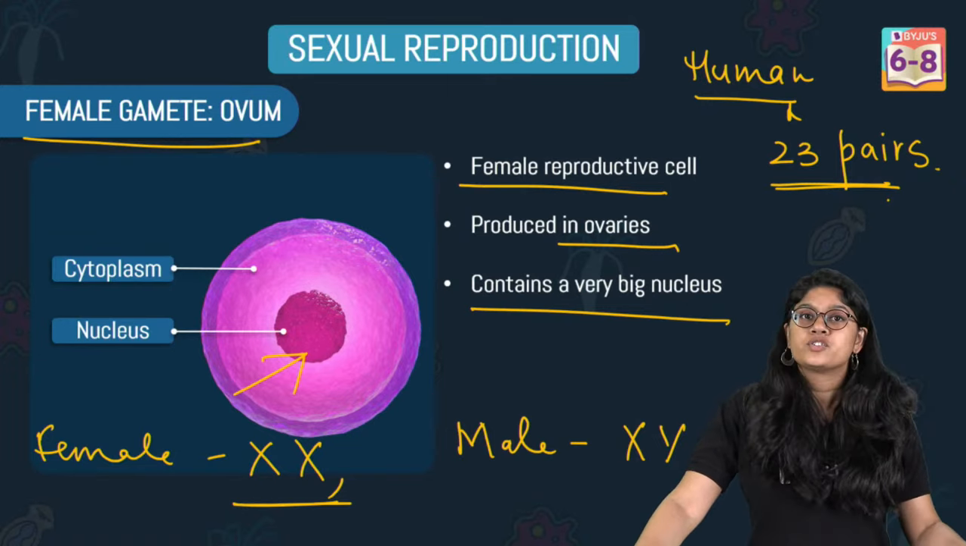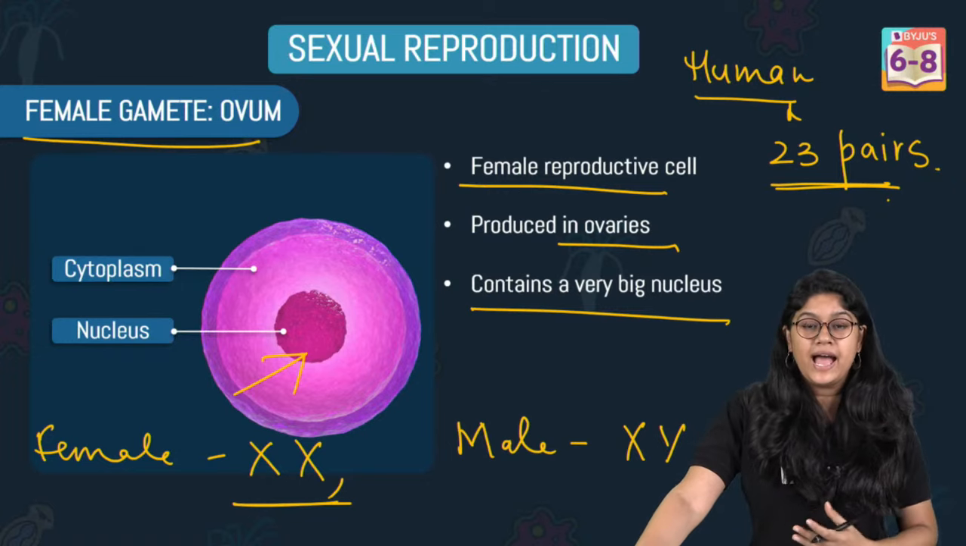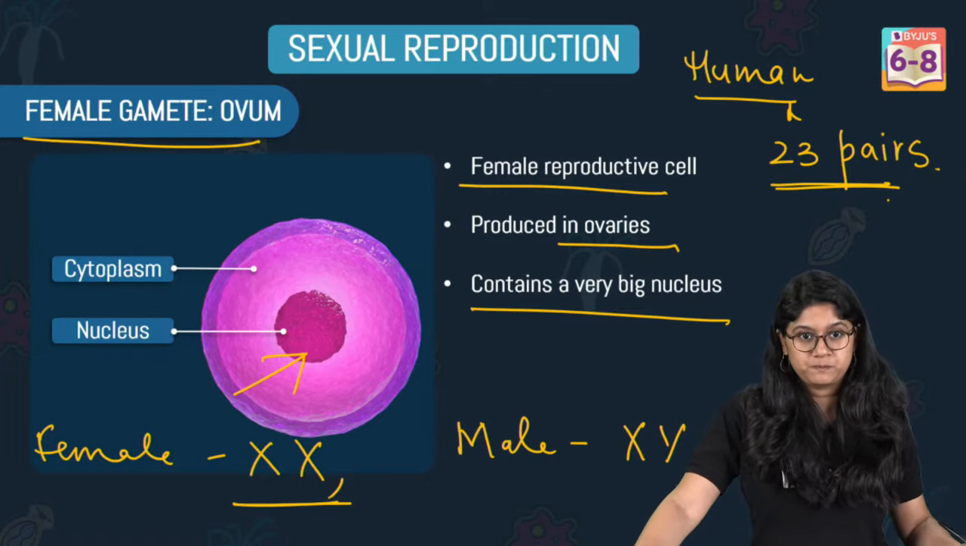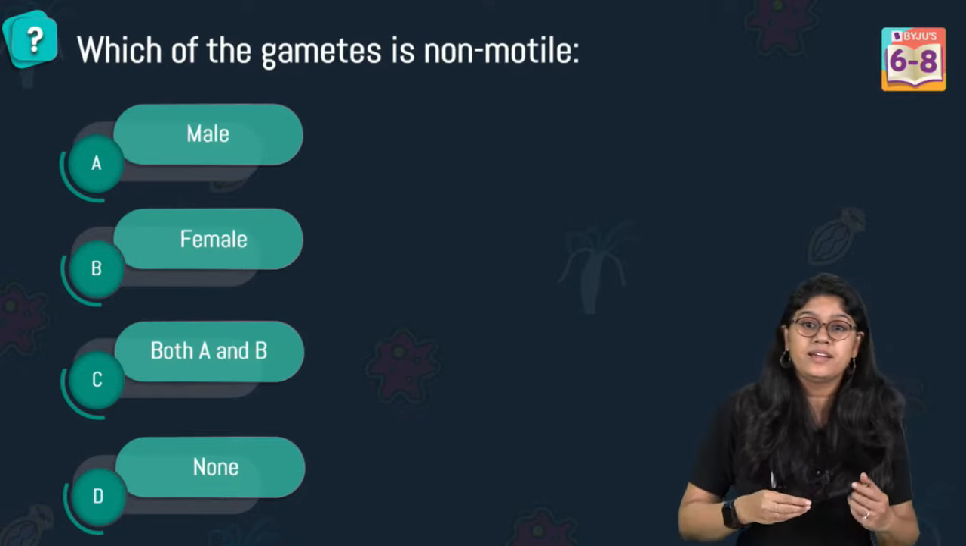Awesome, everyone. So, if in a female we have X and X chromosome, and in a male we have X and Y chromosome. Okay, everyone. Now let's move ahead. Let's see this question and then we'll be discussing the hen.